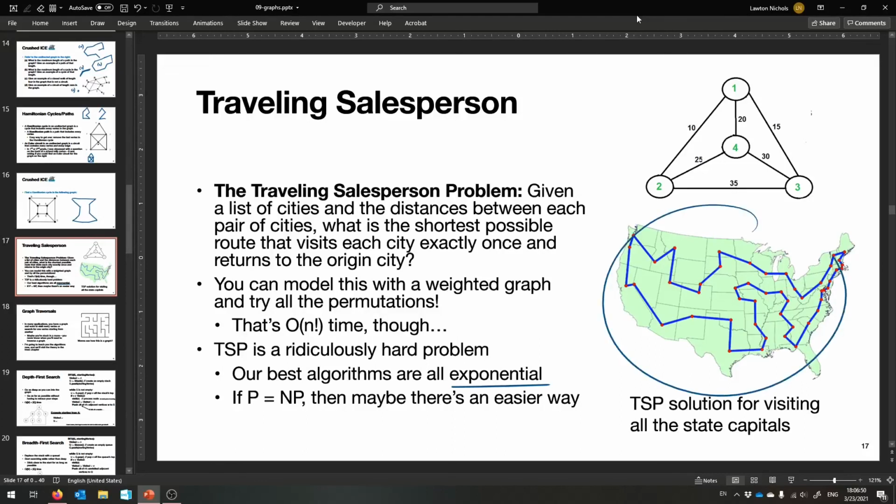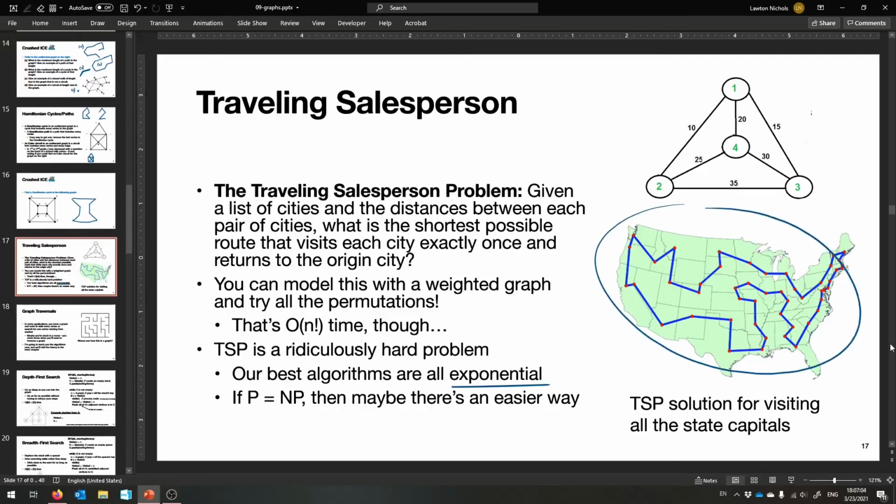So it took quite a while for them to figure out this solution, let me tell you. And then if P equals NP, then maybe there's an easier way. But until then, we have no clue, okay? We have no clue if we can do any better than exponential, okay? Which is a fun thing.